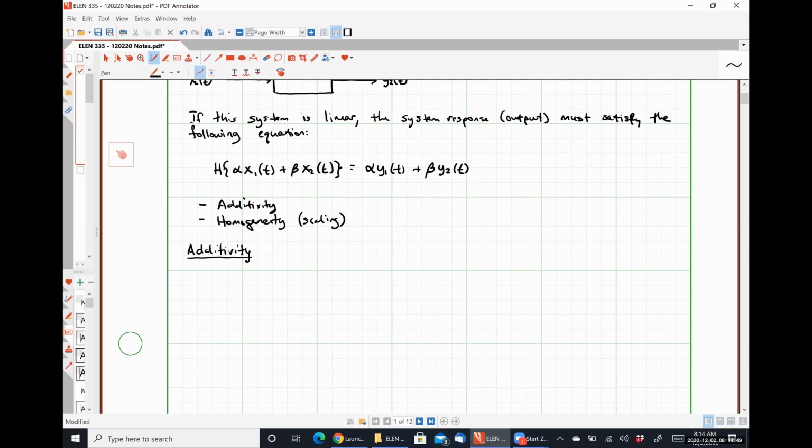So the additivity property states, if several independent inputs are used to excite a system, the total response due to all of these excitations can be determined by considering each input separately while assuming all other inputs to be zero. This is nothing more than the superposition principle you guys learned in circuits 1, okay?